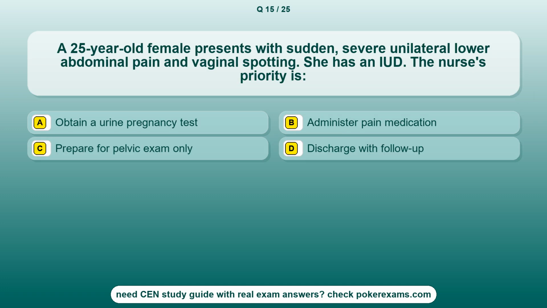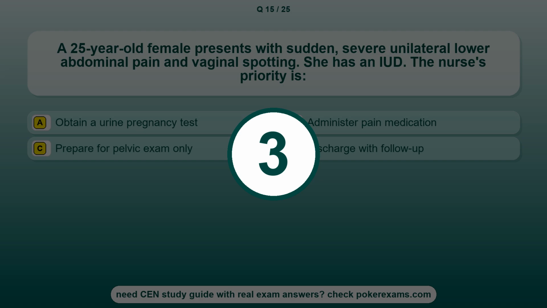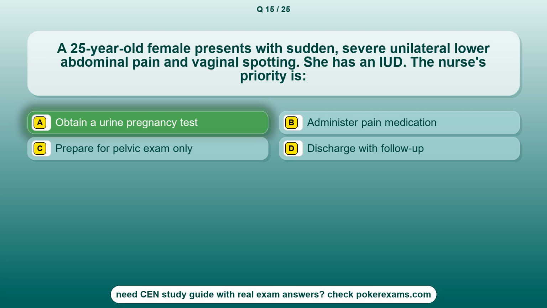Question 15. A 25-year-old female presents with sudden, severe unilateral lower abdominal pain and vaginal spotting. She has an IUD. The nurse's priority is option A, obtain a urine pregnancy test. Option B, administer pain medication. Option C, prepare for pelvic exam only. Option D, discharge with follow-up. The correct answer is option A, obtain a urine pregnancy test.